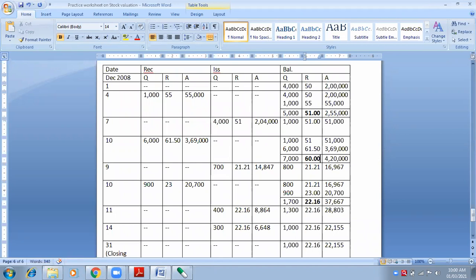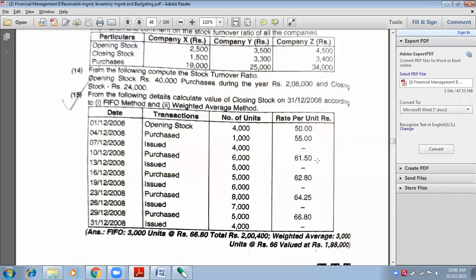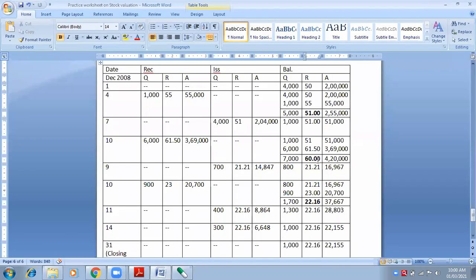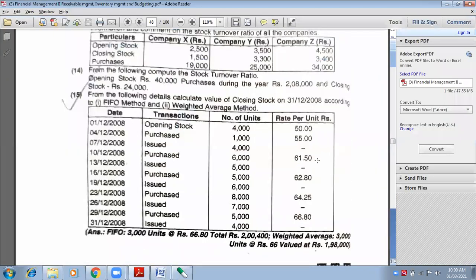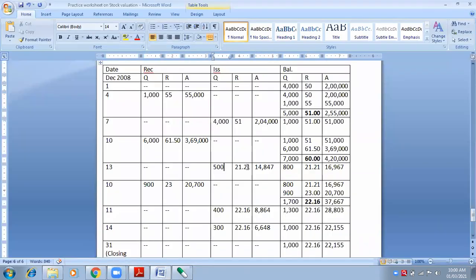Now, whenever we issue on the next date, the rate of 60 will be taken. Now, 13th date, issued 5,000 units. Receipt column will be nil. 5,000 units are issued. With what rate will we issue 5,000 units? 60. So 5,000 into 60 will be how much? 3 lakhs.